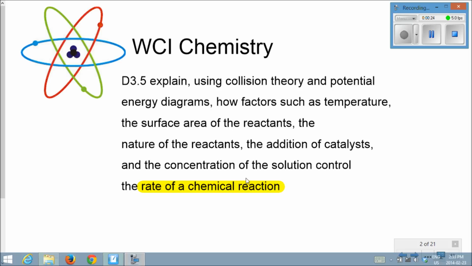So what is the rate of a chemical reaction? Well, pretty much it is how fast the reaction actually occurs. The faster the reaction happens, the faster the rate is. The slower the reaction happens, the slower the rate. So let's explore some ideas about rate now.